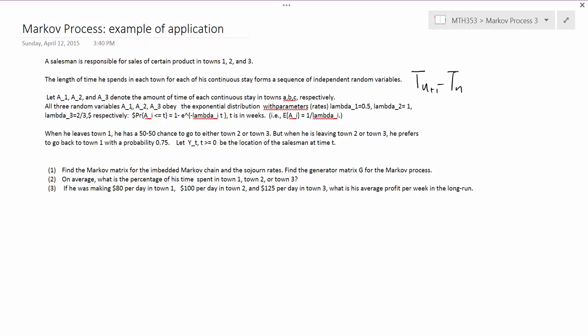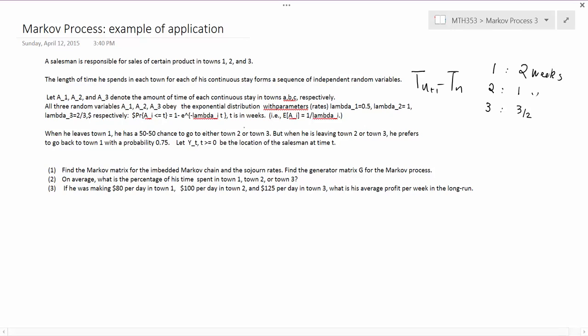Let A1, A2, A3 denote the amount of time of each continuous stay in towns A, B, C respectively. They obey the exponential distribution with parameters lambda 1, lambda 2, lambda 3, which are given. The rates here are 0.5, 1, and 2/3. These rates mean the expected amount of time spent in each town is 1 over these lambdas. So in town 1, he is going to stay on average 2 weeks. In town 2, he is going to stay just 1 week. And in town 3, he will stay 1.5 weeks, as the expected length of stay.